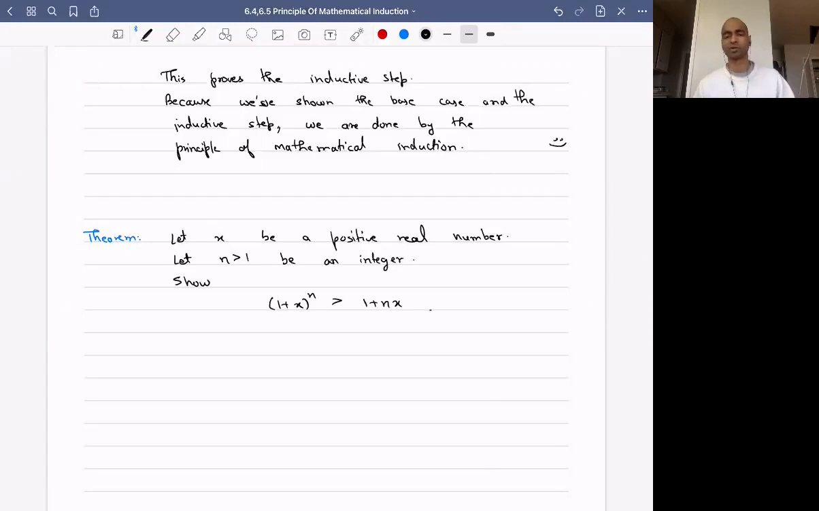Okay, so what I'm trying to show is that for every positive real number x, and for every integer n which is greater than 1, (1 + x)^n is greater than 1 + nx. Now here you have two variables, so you have to be a little careful. You can only use mathematical induction for integer variables. So you are going to do induction for the variable n. x is a real number, and you can't do induction for a real number, so it will just come along for the ride.